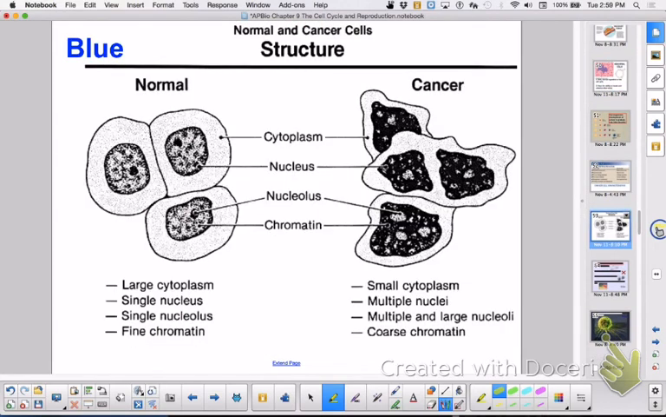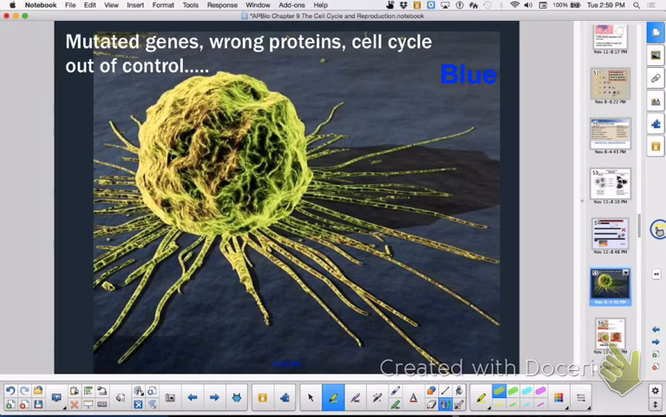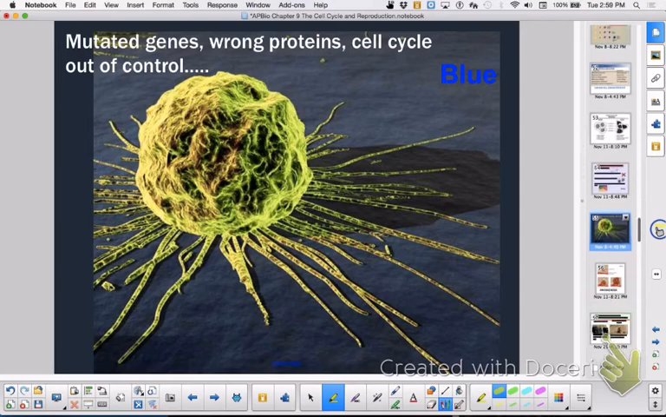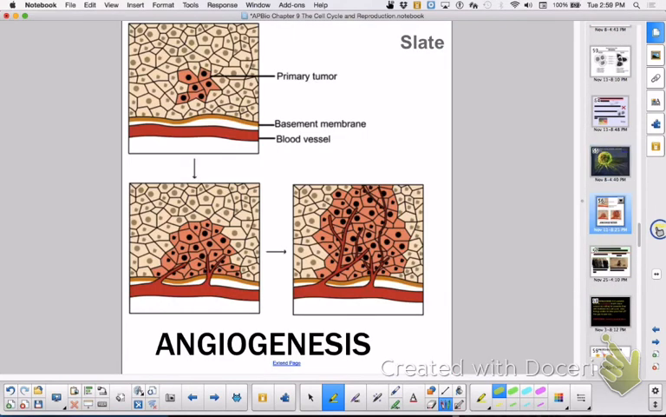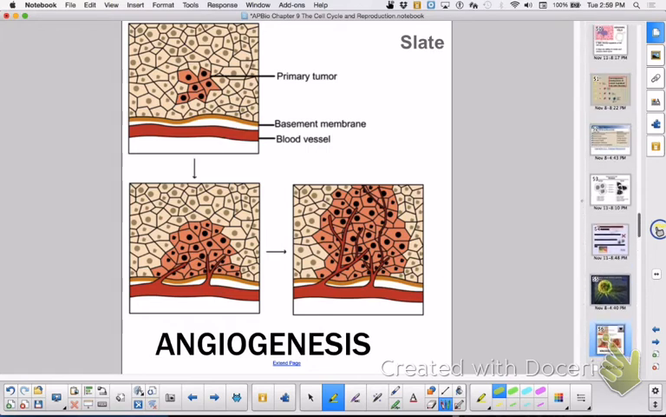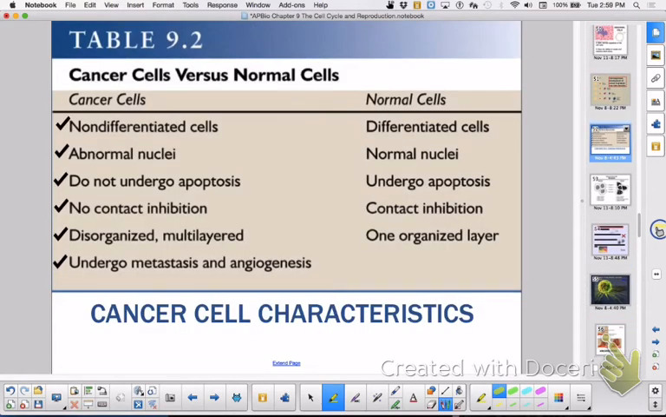When you look at a cancer cell, it looks different. A whole bunch of DNA in there, and you know the DNA is messed up, right? Okay, abnormal number of nuclei, very small cytoplasm. And we know it ultimately boils down to bad genes code for bad proteins, and the cell cycle is out of control. When it gains access to other places and more nutrition, it has those mutations. It has the ability to do angiogenesis, which is getting blood vessels to grow towards it, so it has access to other places.